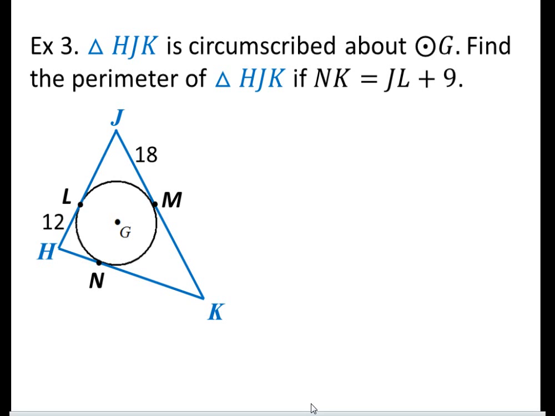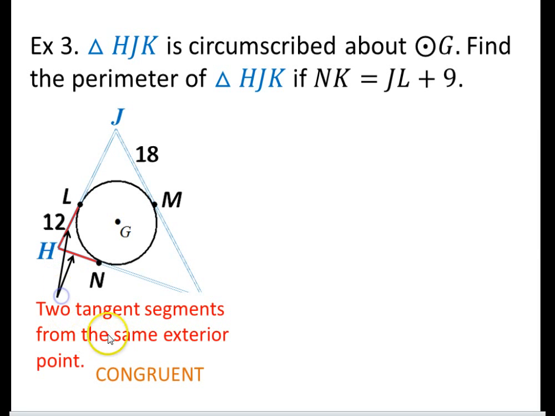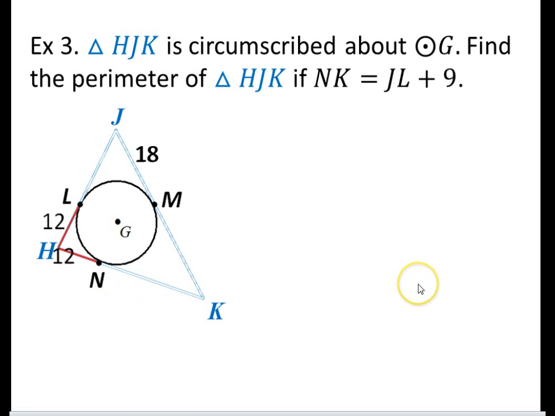Okay, and the final example, triangle HJK is circumscribed about circle G. Find the perimeter of triangle HJK if NK is equal to JL plus 9. Okay, so first we'll look at just this little section here. LH is 12. But LH is also a tangent to the circle, and so is HN. So two tangents drawn from the same exterior point are congruent. So that means LH is 12, and so HN is 12.